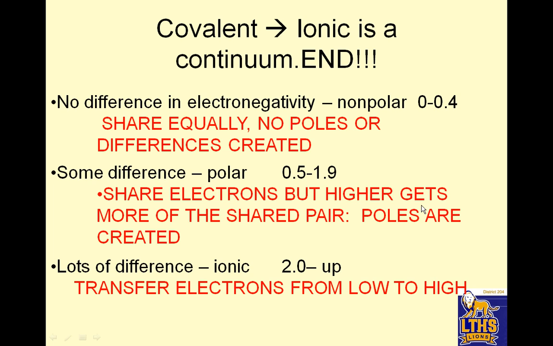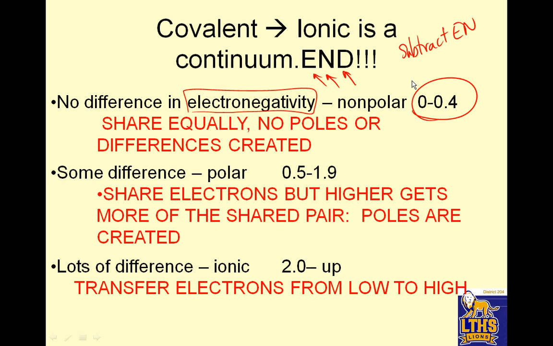So what helps us predict? Electronegativity, the ability to pull electrons to make a bond. So if 2 atoms have no difference in electronegativity, they're nonpolar. So that bond is where electrons are shared equally, no poles or differences created. So how do we get this number? We take the electronegativity difference between the atoms. So we subtract electronegativity. Always do bigger minus smaller, get the absolute value. So if you subtract electronegativity and it's a small difference, they're going to be what we call nonpolar bonds. They're going to share equally.